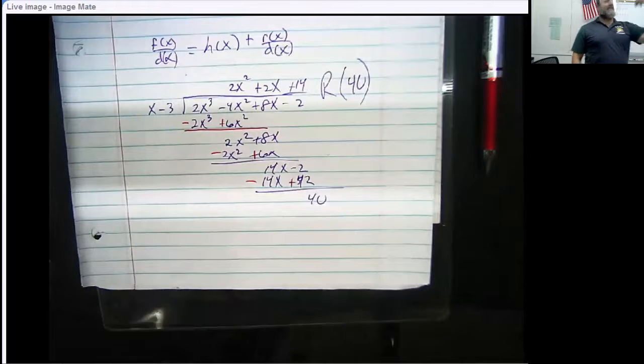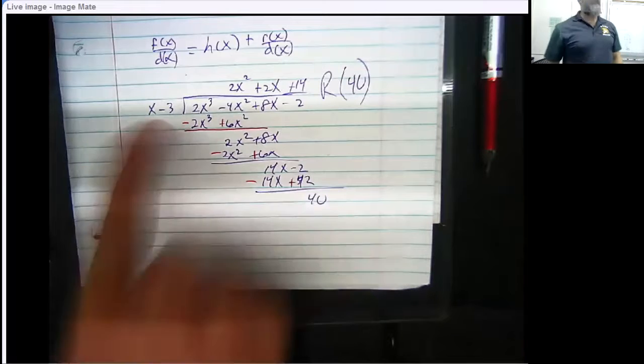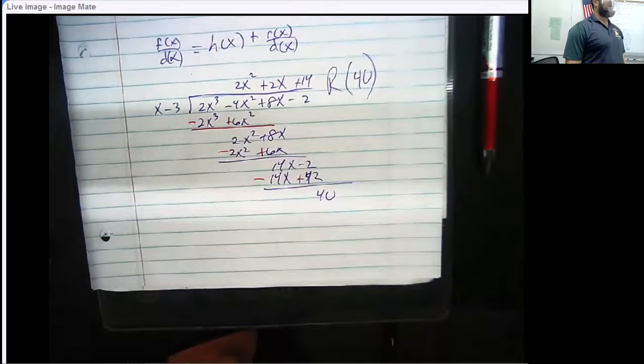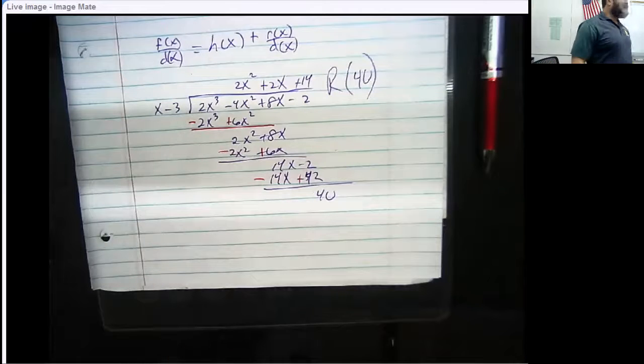Hey, my goal was to factor this thing. So was x minus 3 a factor? Did it go in perfectly? Oh, I failed. Okay, so let's try x minus 2, see if x minus 2 is a factor. Would that be an intelligent thing?